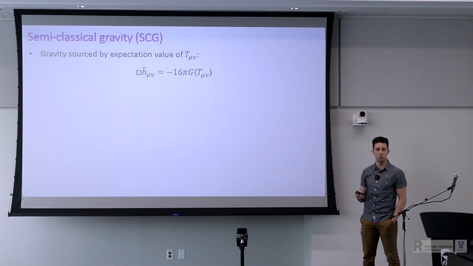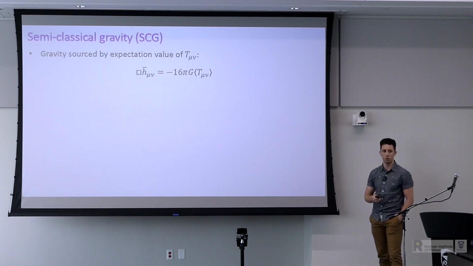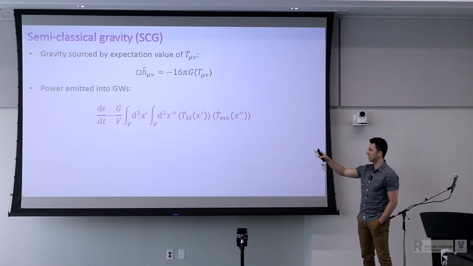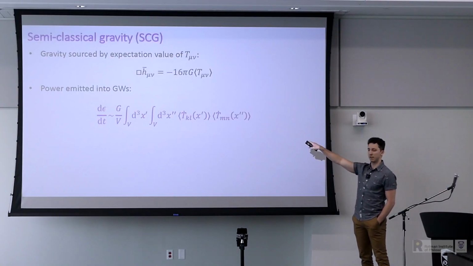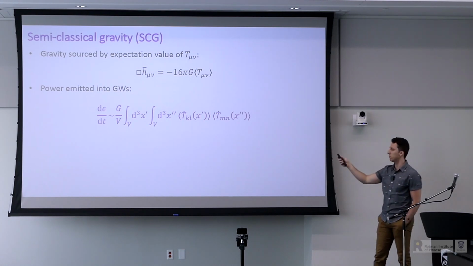So in our case, we would take the expectation value in a thermal state. Okay, so this is the gravitational wave equation in the semi-classical formalism. And then we can repeat the procedure and get the expression for the radiated power. It's the exact same expression, except that now we have expectation values on the capital T's. Okay? And now this expression at least makes sense.